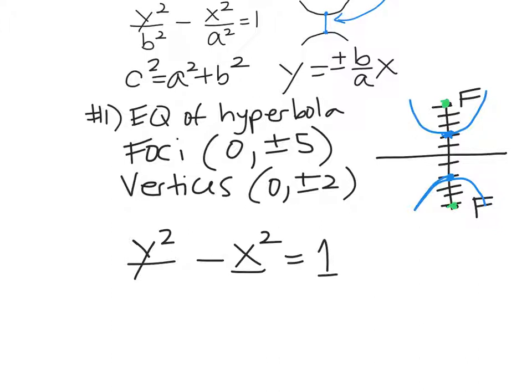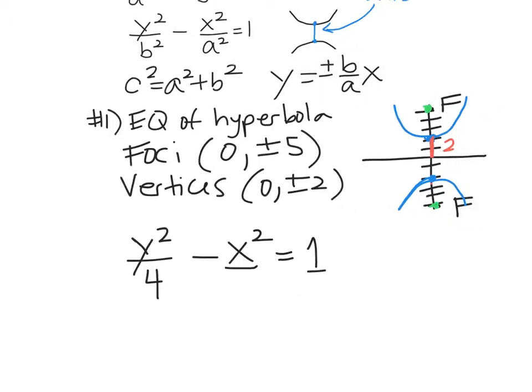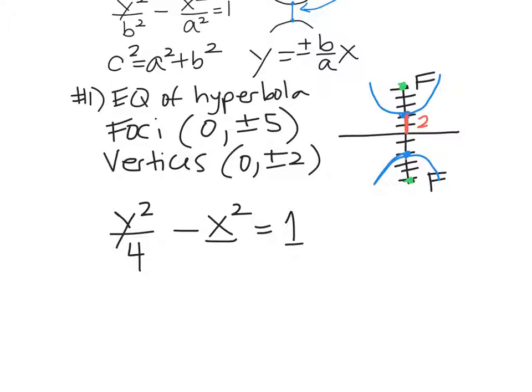It's a lot like the ellipse, but we have to decide which one's first, and there's always a minus in between for hyperbolas. So now we need to figure out what a squared and b squared are. Well, one of them I have. From the center to my vertex, how far is that? 2. So this is going to be 4. Perfect. You're catching on. Good.